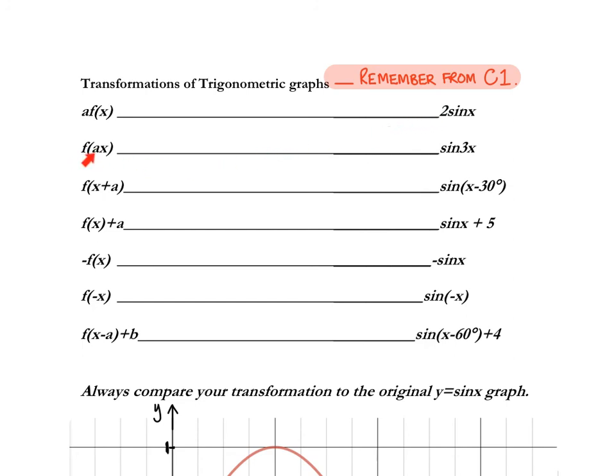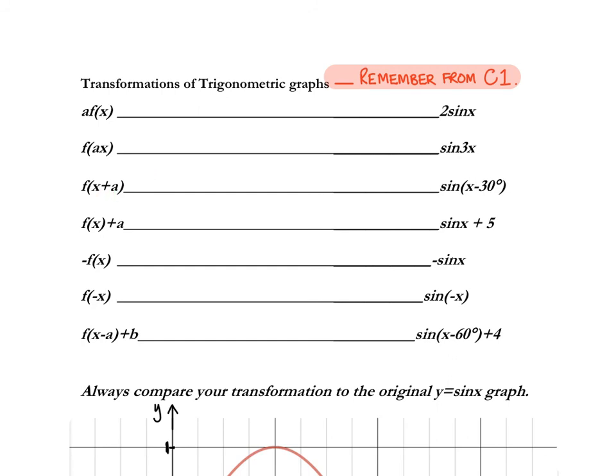And the a is inside the bracket. It's a stretch scale factor 1 over a, or divide by a, parallel to the x-axis. And that means this one here, instead of sine x, we've got sine 3x, so we'll have 3 times as many within the x-axis. So the period, as we saw before, was 360. This one will have 360 divided by 3, so it repeats itself after every 120 degrees.